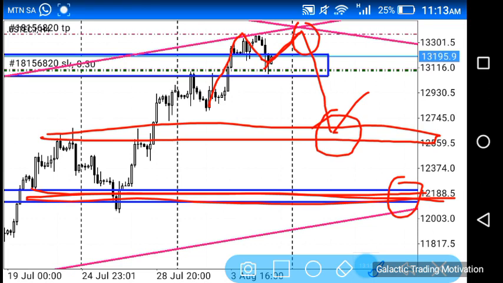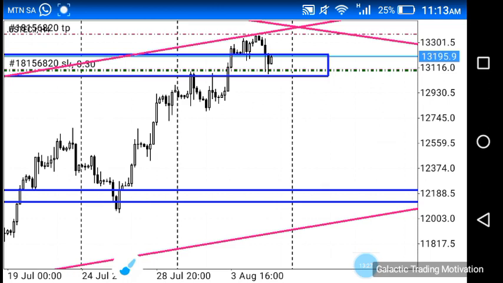But just keep in mind that price may also bounce at this level, because it is also a very strong level of support. So that is it in as far as my analysis goes for NASDAQ 100.